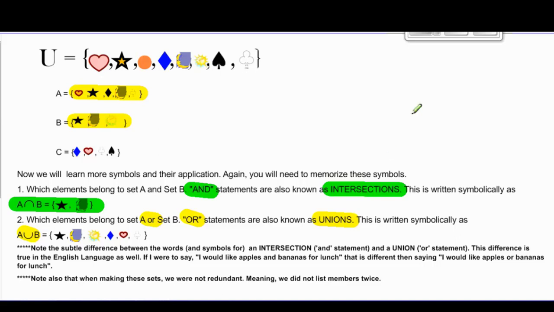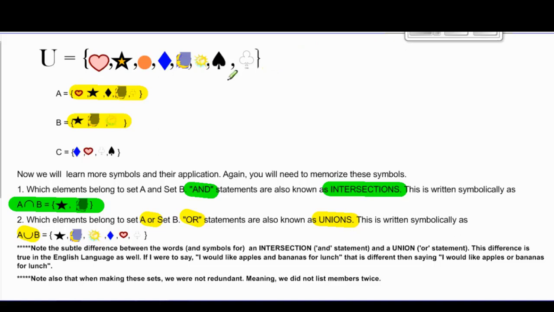Now the difference between and or is very subtle, but it is also the same difference when we're talking in the English language. For instance, if I said I would like apples and bananas for lunch, that's different from saying I want an apple or a banana. So when I'm looking at a set, if I say and, it has to be in both sets. If I say or, it can be in one or the other. Now we're going to talk about this idea of and or a lot more in the future. Right now I'm using something very trivial like symbols.